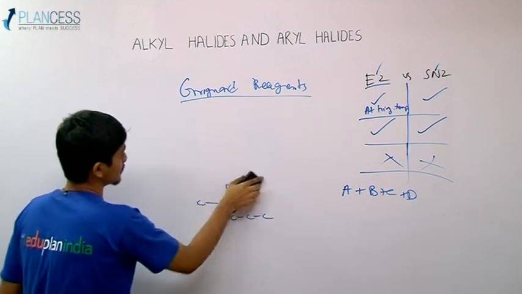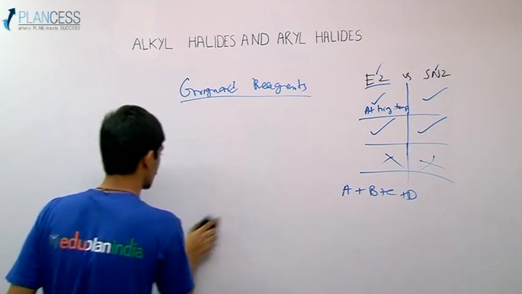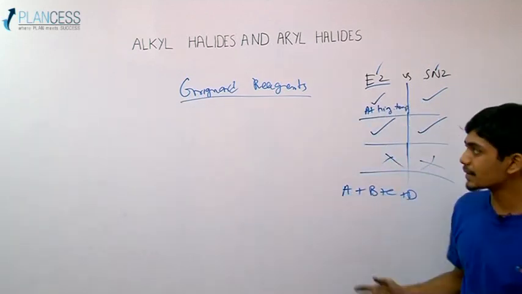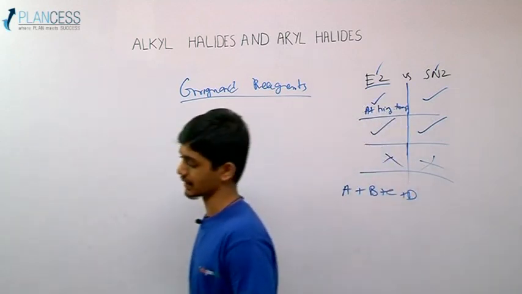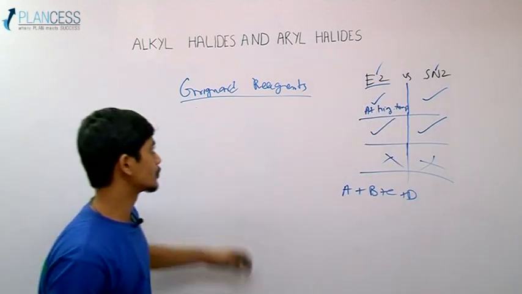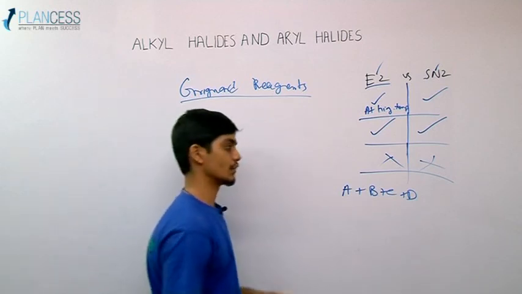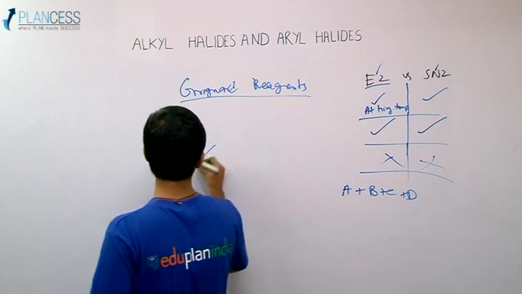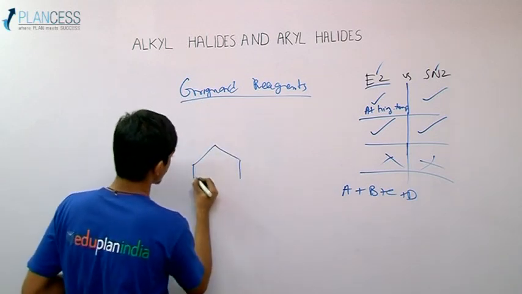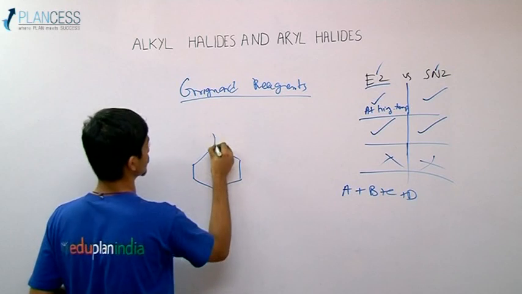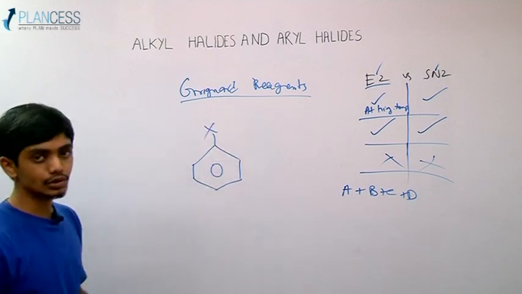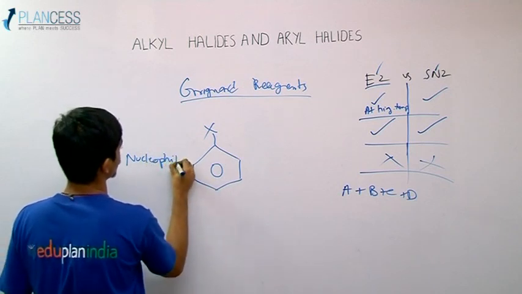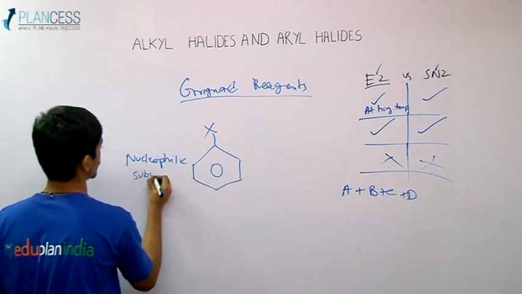So this was Grignard reagents. With this we finished the alkyl halides part. That is, we have discussed all the possible chemical properties as well as the physical properties. Now it's time that we go towards the aryl halides. Now these aryl halides, as we know, do not undergo substitution reactions easily. So what reactions do they undergo? We know that these won't undergo nucleophilic substitution reaction.